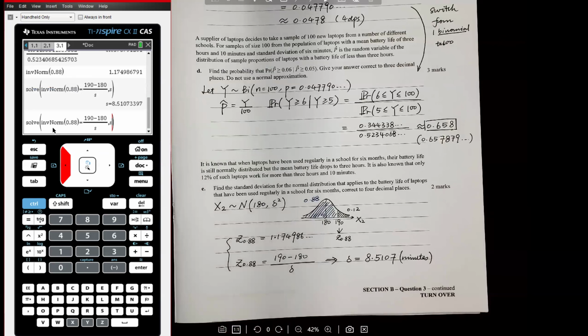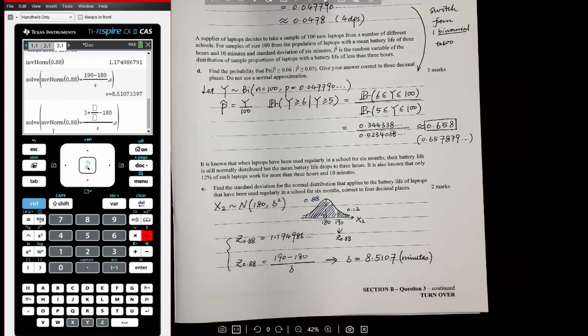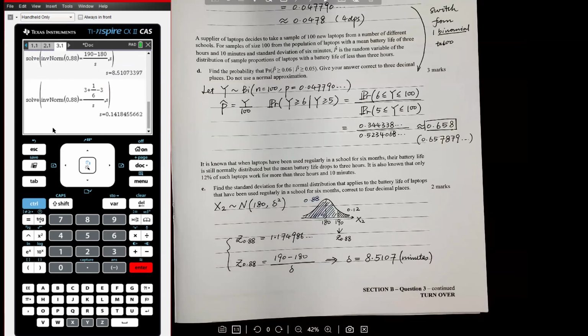So if you are working with hours only, that is like 3 hours 10 minutes. That's 3 and 1/6 hour minus 3. Then this answer will be in terms of hours, like 0.1418, etc. So that's the nuance of this question.